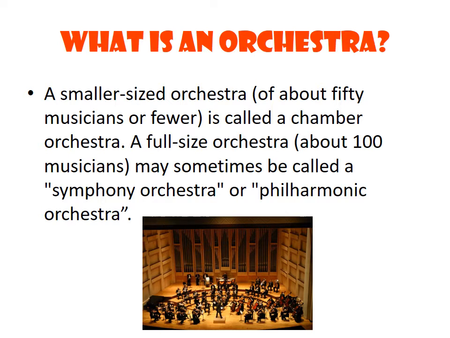Orchestras can be different sizes. A full-size orchestra would be about 100 musicians, but they can be smaller, 50 musicians or even fewer. Sometimes the smaller ones are known as chamber orchestras. Orchestras might also be known as symphony orchestras or philharmonic orchestras. In fact, the orchestra we have in KwaZulu-Natal is called the KZNPO, the KwaZulu-Natal Philharmonic Orchestra.